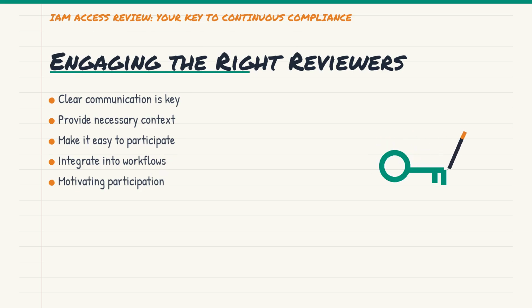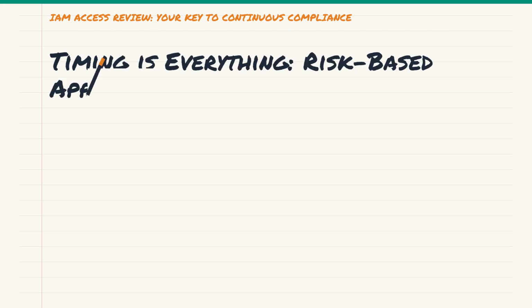Getting those identified reviewers to actually do the review can be a challenge. We need to make it as easy and impactful for them as possible. This means clear communication, providing them with the necessary information, that mapped access we talked about, and setting realistic expectations for their time. Sometimes, it's about building these reviews into their existing workflows so it doesn't feel like an extra burden. When reviewers understand the importance and are equipped with the right tools and context, they are much more likely to be thorough.